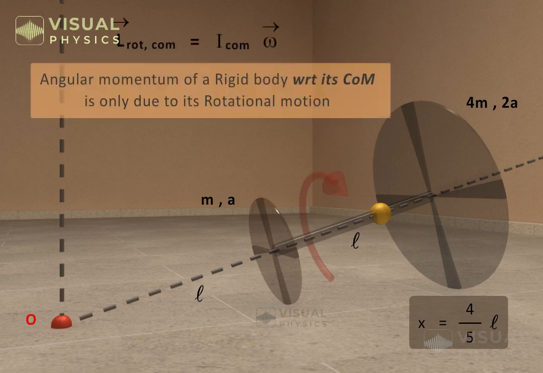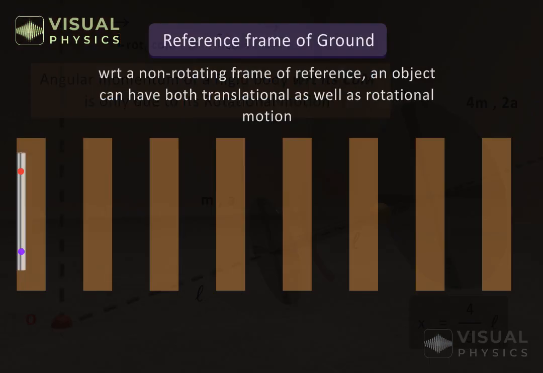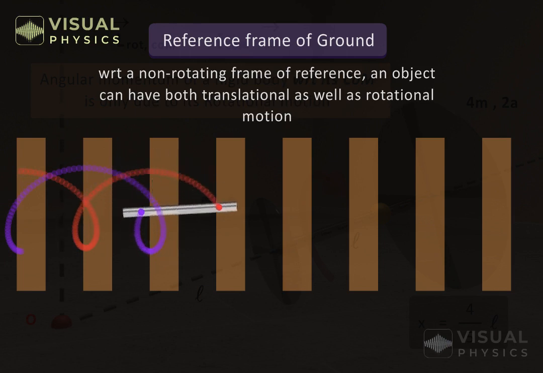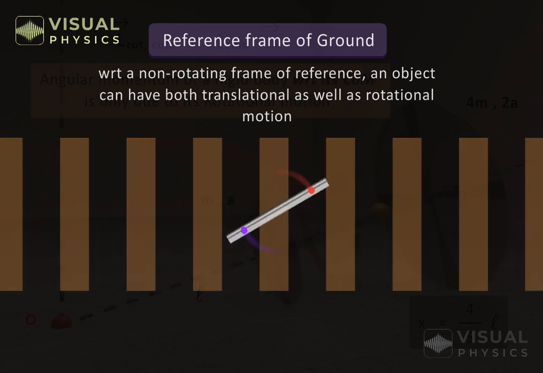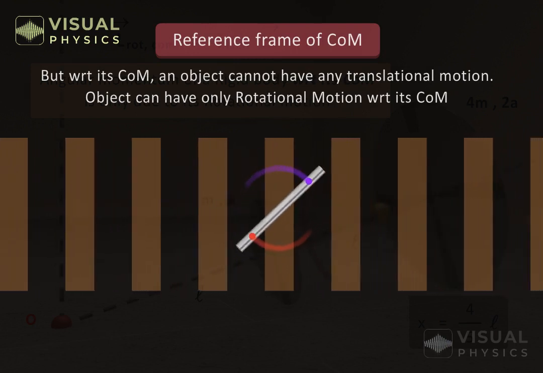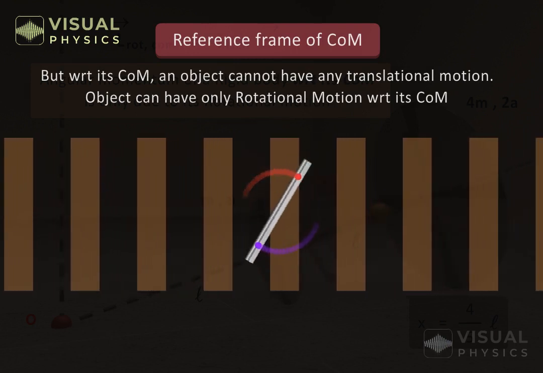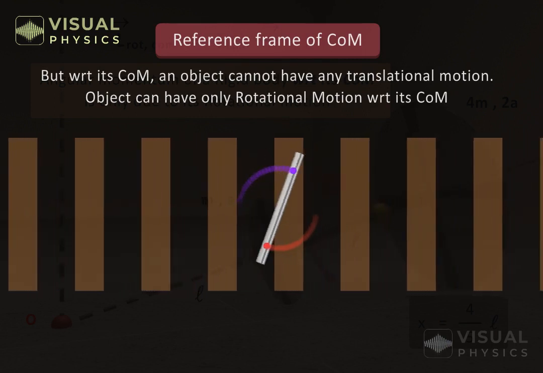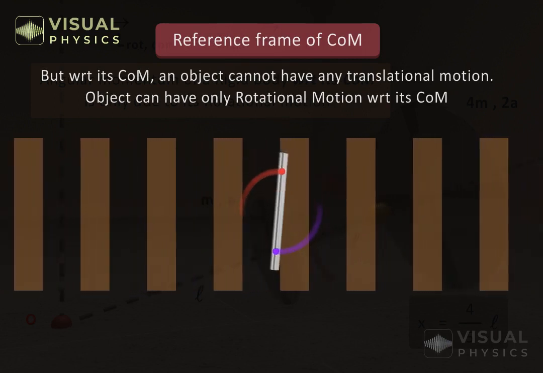Now, angular momentum of the entire system with respect to its center of mass is only due to the rotational motion of the system. We know that with respect to an inertial frame of reference, or a non-rotating frame of reference, an object can have both translational and rotational motion. However, with respect to the center of mass of the object, it cannot have any translational motion. The object can have only rotational motion with respect to its center of mass.